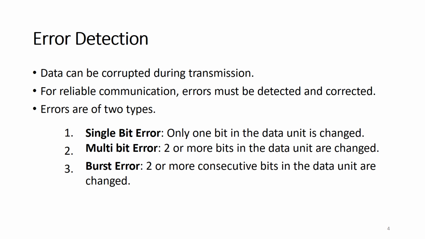The data can be corrupted during transmission, and to ensure reliable communication, the error must be detected and corrected. Basically, two types of errors are there: single bit error and multi-bit error. Single bit error is when the error happens at only one bit position. Multi-bit error is when two or more bits in the data unit are changed. The third category of error is the burst error. Here, two or more consecutive bits in the data unit are changed.